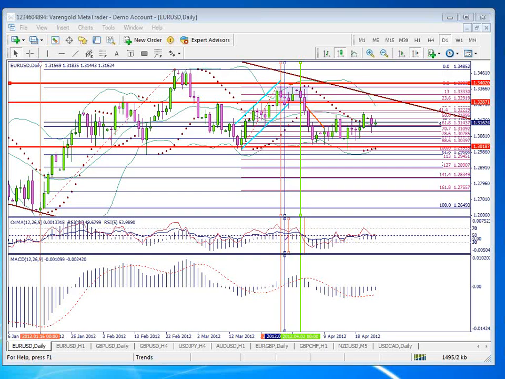Usually the pair is trying to reach the same level within 1 hour and 30 minutes. If this is not happening, you have to accept the change that the news brought in the market.